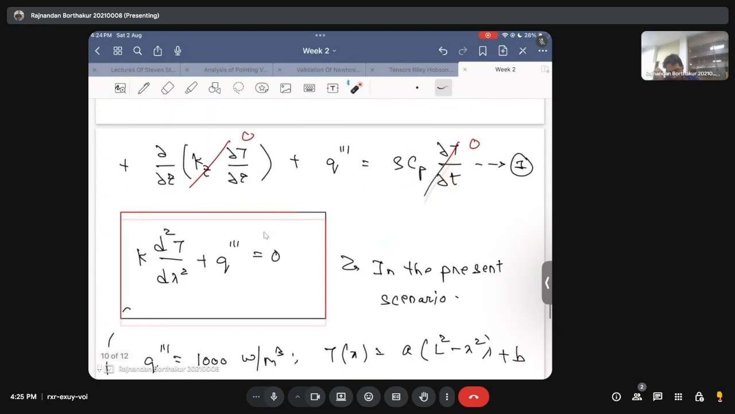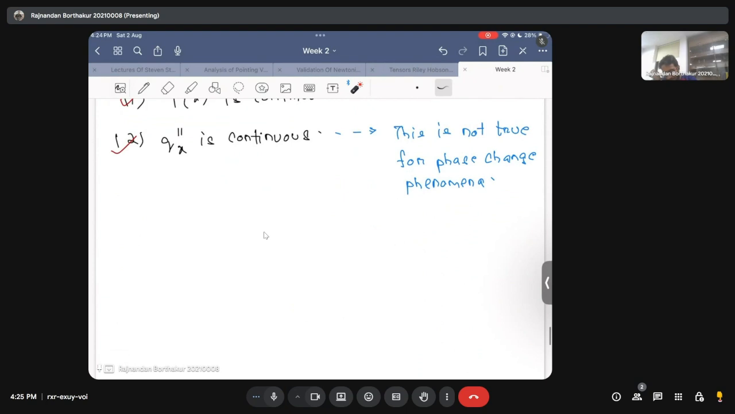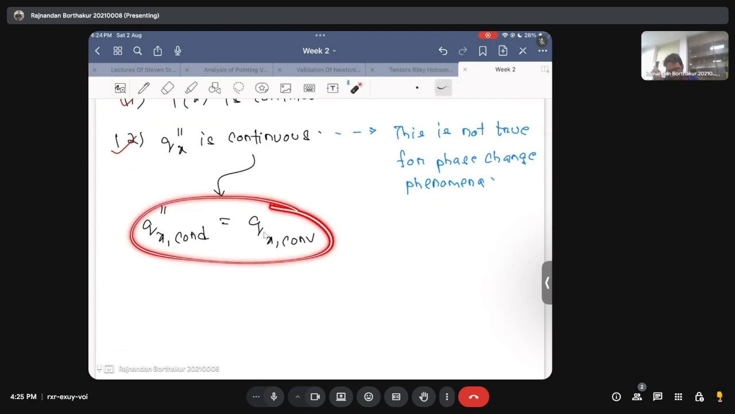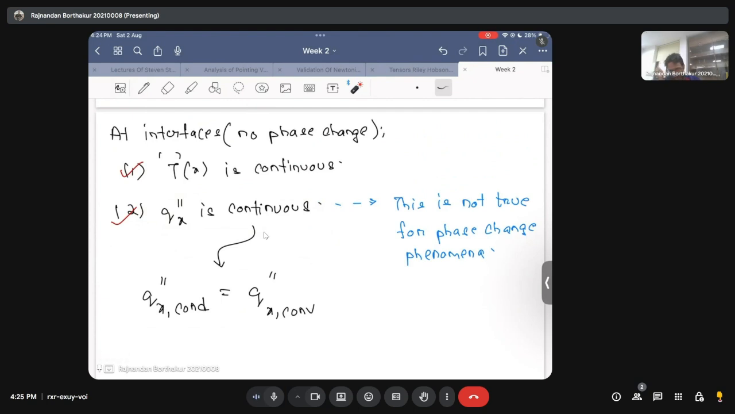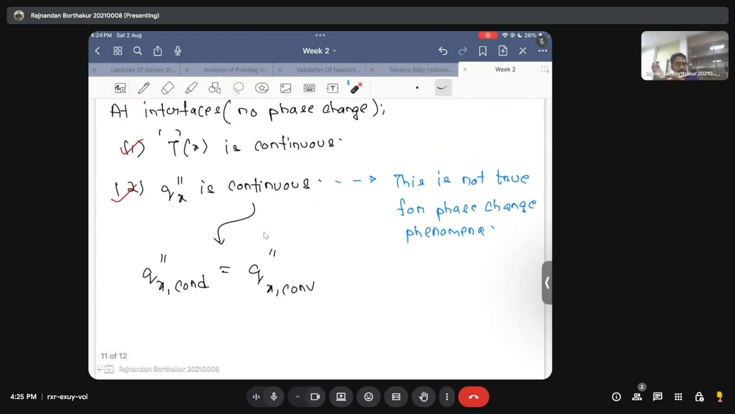So I can say that at x equal to L, my conduction flux should be equal to the convection flux. This is just the mathematical statement of point 2 that I just stated. And this is true because in all these scenarios there is no phase change taking place at the interfaces. So now, what is the conduction flux?